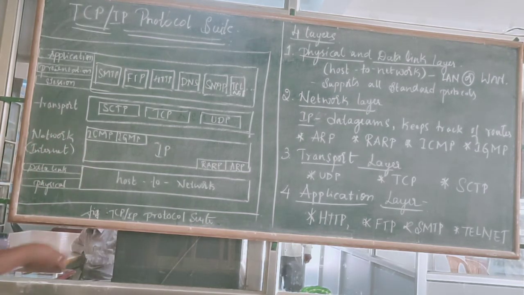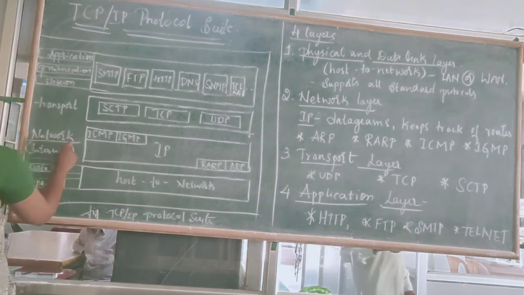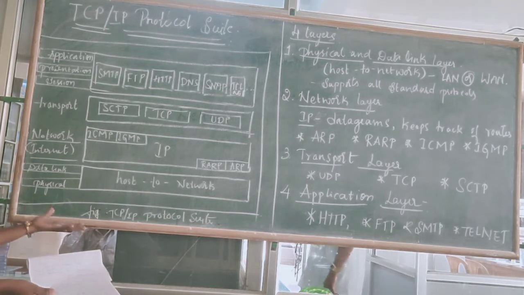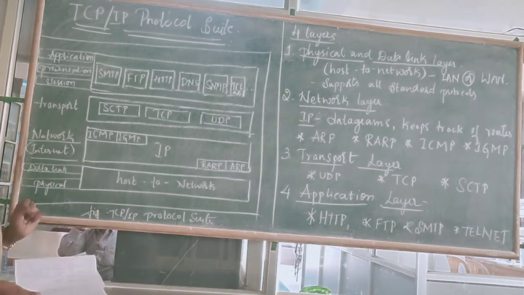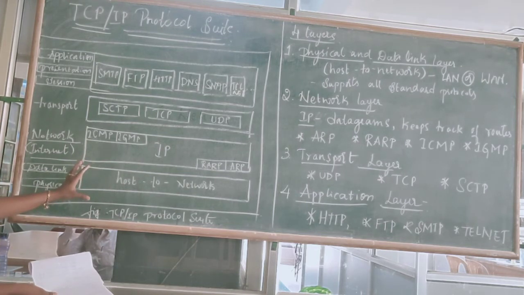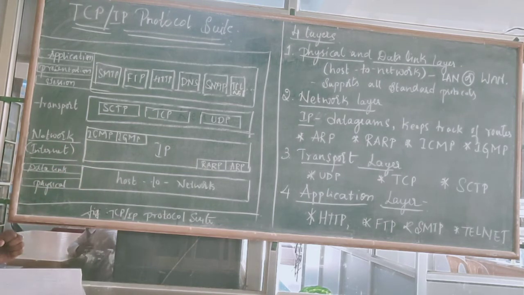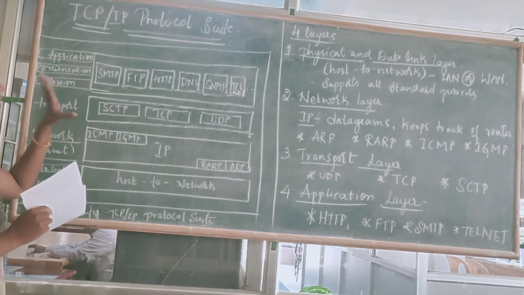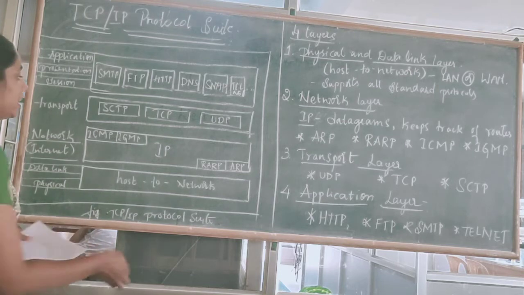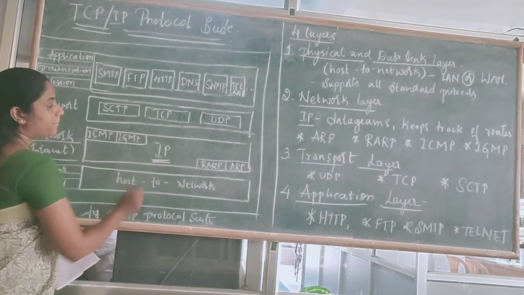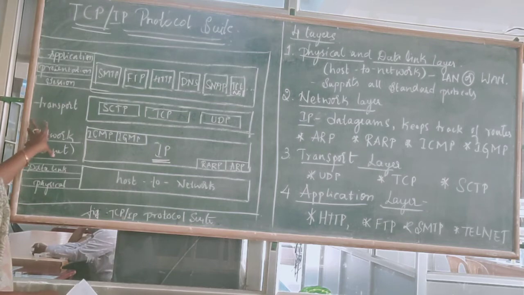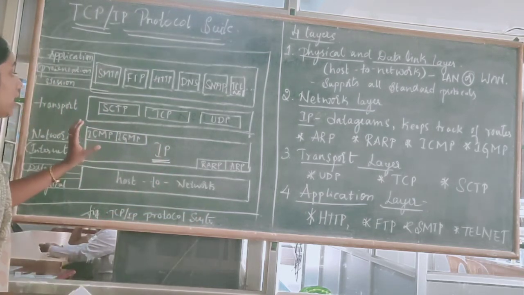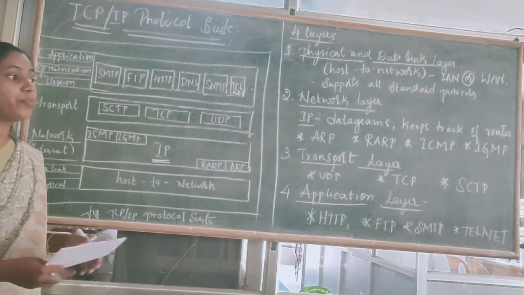So let's move to the next layer. So which is the next layer? The network or the internet layer. In OSI model, we used to call it the network layer, but in TCP/IP protocol suite, it is called the internetworking layer or internet layer. So this layer in TCP/IP protocol suite supports the internet protocol.